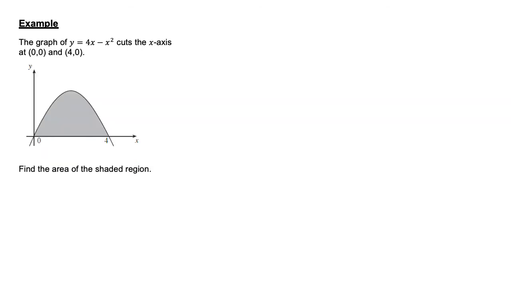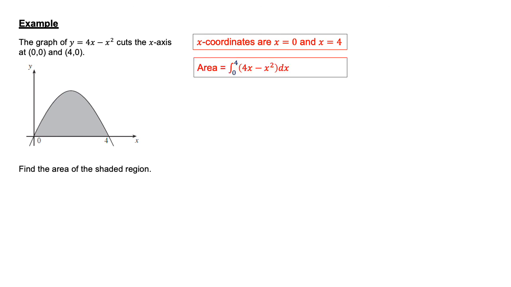Okay, so here is an example from a past additional maths paper. So we've got the graph of y equals 4x minus x squared, and it cuts the x-axis at the origin, (0, 0), and (4, 0). And we've got to find the area of the shaded region. So we know the x-coordinates are 0 and 4. So the actual area of the shaded region is the integral of 4x minus x squared with respect to x between 0 and 4.